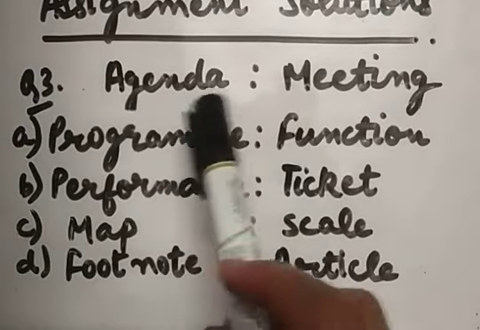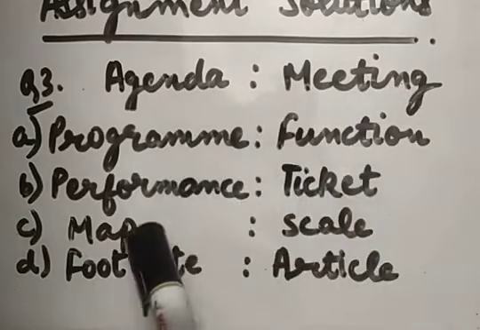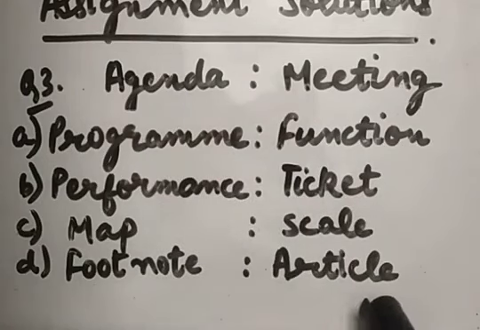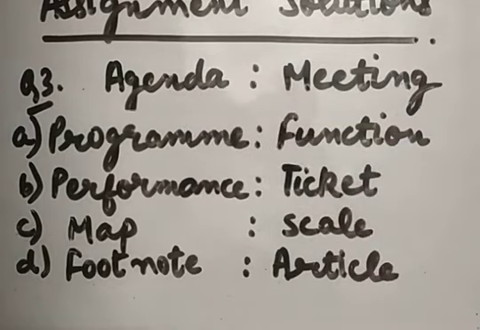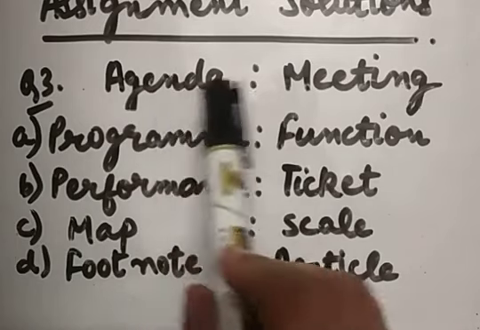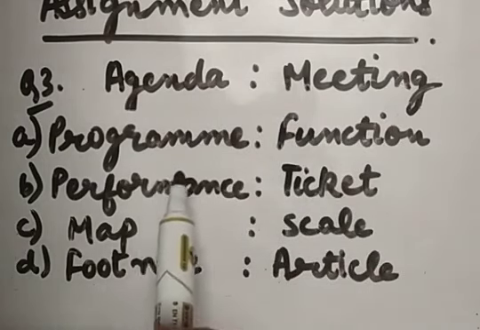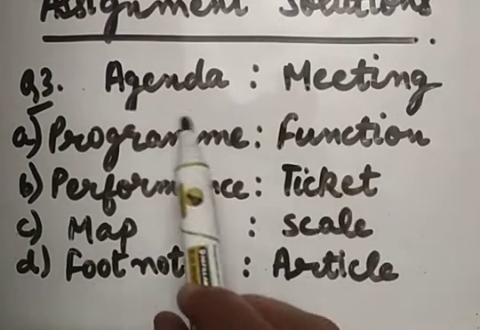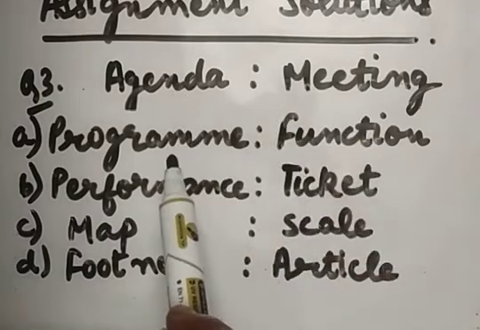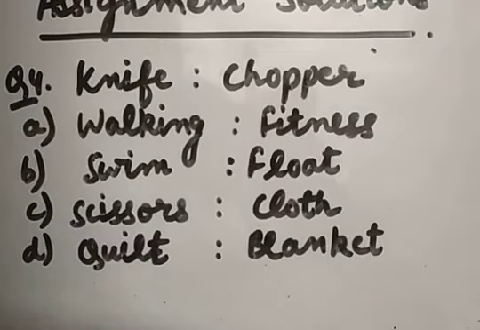Let us talk about now third question. Agenda, meeting. And the 4 alternatives are program, function, performance, ticket, map, scale, footnote, and article. So we need to understand the relationship between agenda and meeting. Agenda contains the details of the meeting. So out of these 4 options, we can identify very easily that program contains the details of the function. So we will go with the very first option, that is A option.